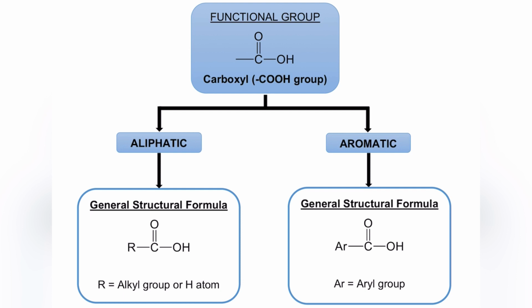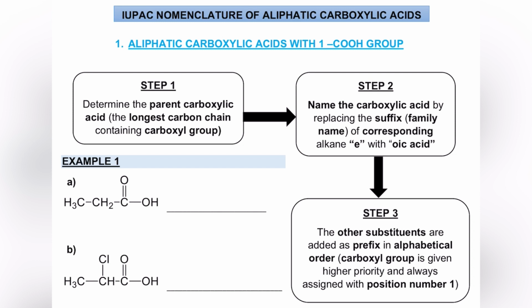For carboxylic acid, we have aliphatic carboxylic acid and aromatic carboxylic acid. Aliphatic is just like the one that we've learned before, the open chain one, and you can attach the carboxyl group to any alkyl groups or hydrogen atom. However, for aromatic carboxylic acid, you have to make sure that the aromatic ring is directly attached to the carboxyl carbon, this carbon. Now let's learn the IUPAC nomenclature for aliphatic carboxylic acid.